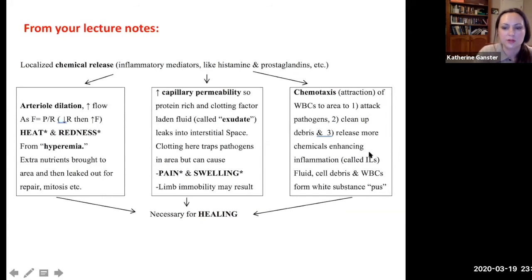These are called interleukins. We're going to come back to these later. But anyway, you're going to have fluid, cellular debris, white blood cells that are potentially dead, and they're all going to create what we call pus. And remember, white blood cells are white, and so the pus is white. When we see them under the microscope and they appear purple, remember that's because they're stained purple. They're really white in your body. But all of these are necessary for healing, to get rid of the bacteria and to clean up dead and dying cells so that the tissue can start to repair.